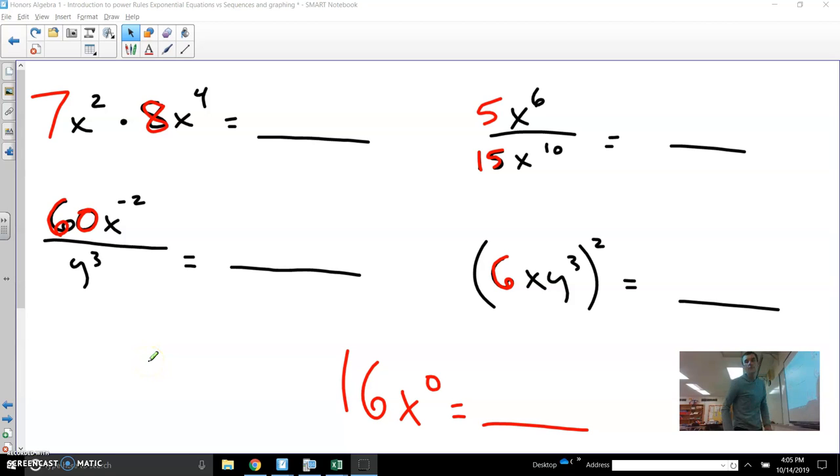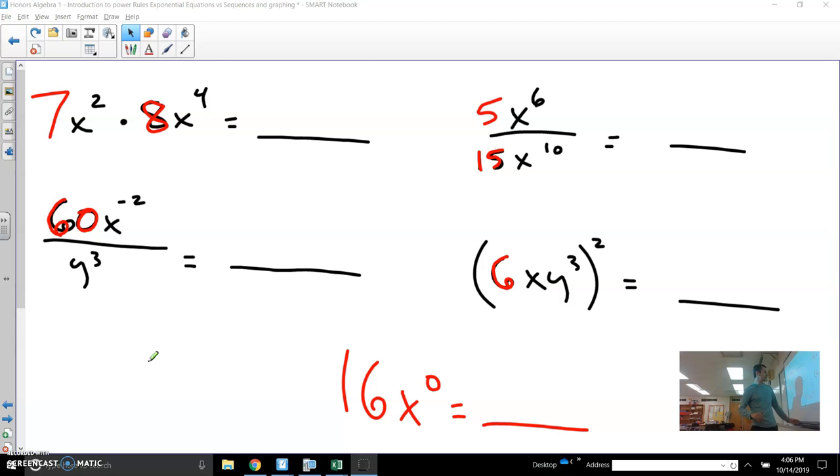Hey, Algebra 1, we've been talking today about power rules leading into exponential functions. So all of the homework tonight is about power rules. Let's jump into it. There are 5 major rules we want to pay close attention to, and let's walk through them together. These are just 5 examples of things that you really want to pay close attention to.